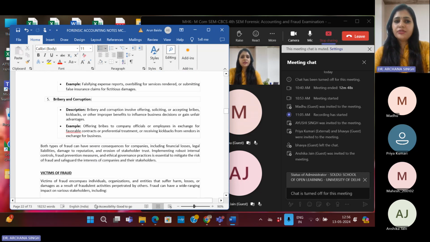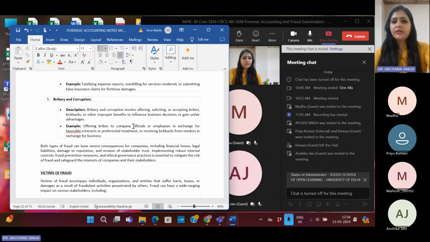Then bribery and corruption. It involves offering, soliciting, or accepting bribes, kickbacks, or other improper benefits to influence business decisions or gain unfair advantages, like offering bribes to the company's officials or employees in exchange for giving the contract or providing important information. So like that they can do bribery and corruption.